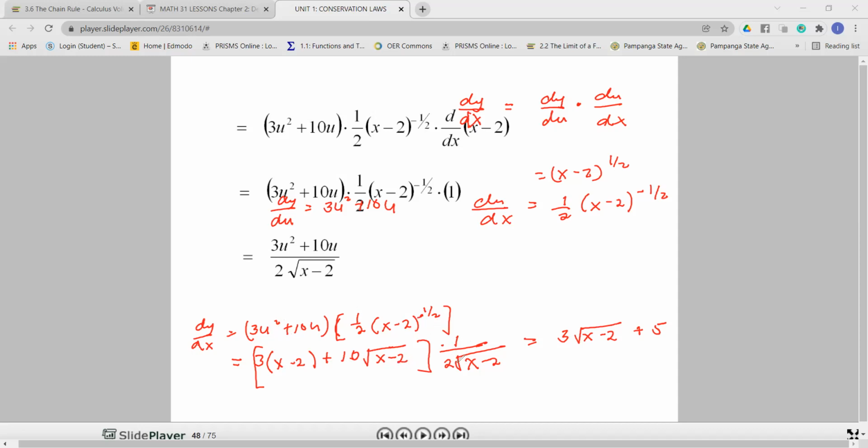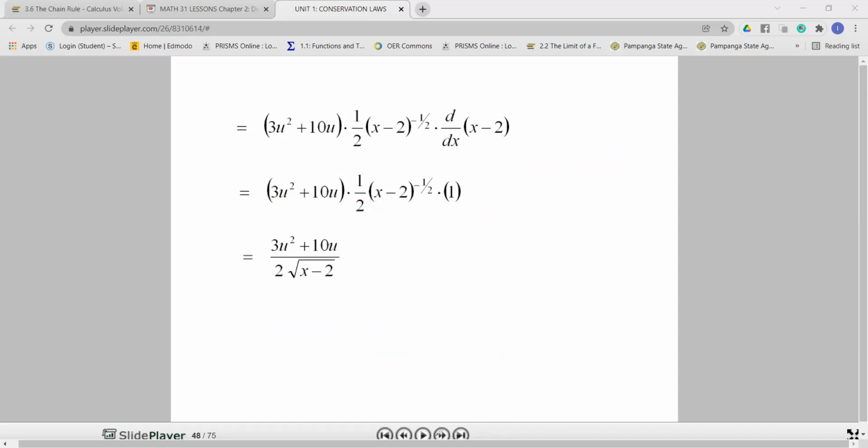Kaya ito ay 1 over 2 square root of x minus 2. Then, distribute natin, 3 halves. Ayan, 3 square root of x minus 2 plus 5 na lang dito. Cancel yung square root of x minus 2. Okay, so that's the answer it's supposed to be. No? Okay, clear na natin. Next.